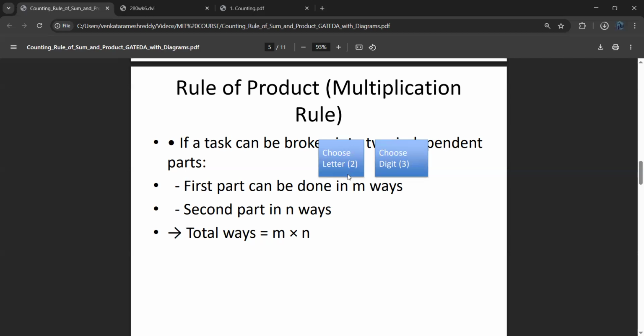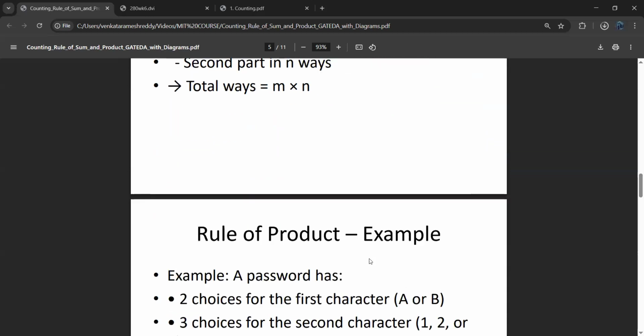Suppose here I am choosing a letter in two ways and choosing a digit in three ways. Choosing a letter in two ways is independent of choosing a digit in three ways, so these are independent events. At that time, you need to multiply these two: 3 into 2 equals 6. In the multiplication rule, or rule of product, we use "and". So whenever you see an "and" in the question, you need to understand it comes under the rule of product, and you need to take the product of the two ways. Then you will get the solution.